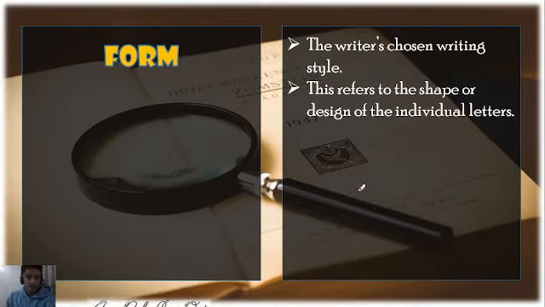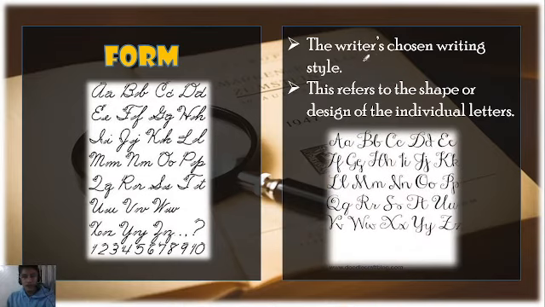Okay, and form. So simply pag sinabi po nating form, it is the writer's chosen writing style. So this refers to the shape or design of the individual letters. So in elementary days, pare-parehas tayo ng pagsulat ng letter A, letter B, kasi yun yung tinuturo sa atin. But this time, when we are adults already, we are adapting different forms or different styles in handwriting or in writing different letters.